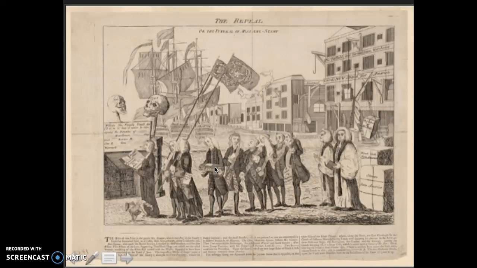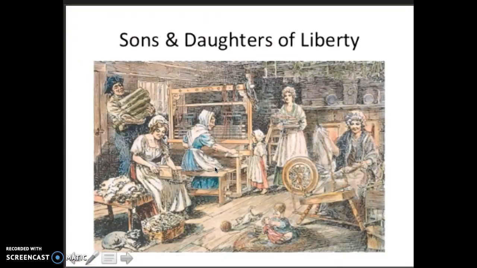Not only that, all these goods that are being brought from England are very expensive. So we have individual groups, women, political activists, laborers, and artisans, that declare boycotts on all British goods.